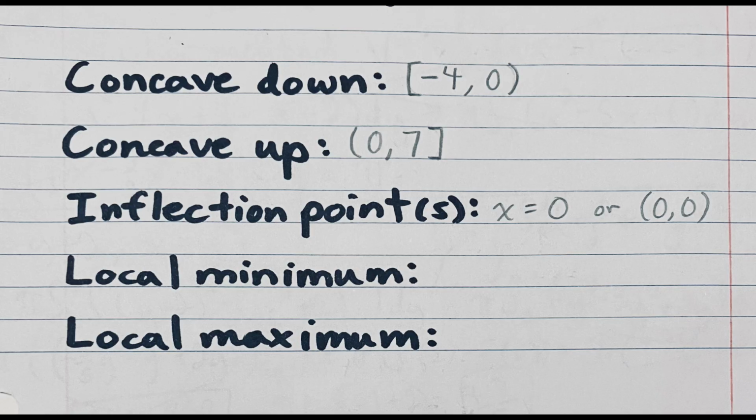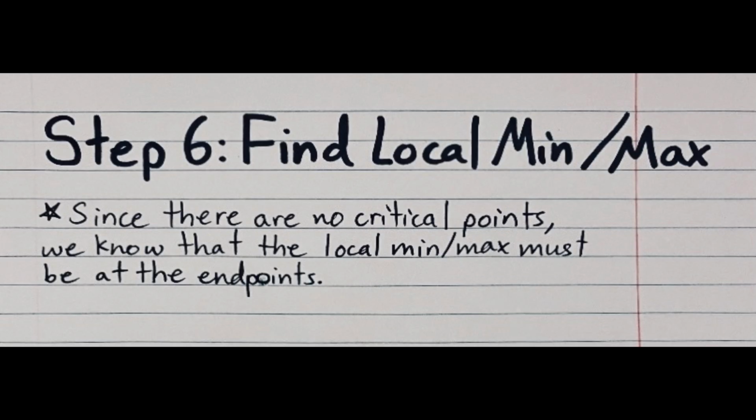So we can fill in the answers here. So far we have that it's concave down from -4 to 0, and concave up from 0 to 7. The inflection point we found was x equals 0, or (0, 0). Now we just need to find the local minimum and the local maximum. So about that, we should remember that since there were no critical points, we know that the local min or max must be at the endpoints.